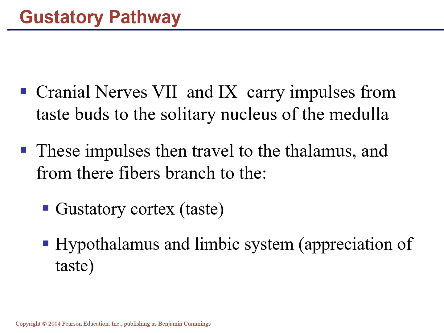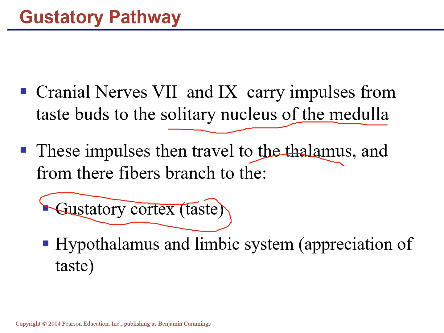Once we're able to depolarize the cranial nerves, 7 and 9, they carry impulses from taste buds to the solitary nucleus of the medulla. This is also a way for you to understand that this is an ancient creation, because it goes to the medulla first, and the medulla is part of our ancient reptilian brain. These impulses then travel to the thalamus, and from there to the gustatory cortex and the hypothalamus and the limbic system. So our limbic system is like our pleasure system, and we can appreciate good foods tasting good in our limbic system.